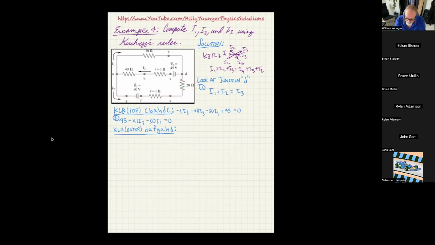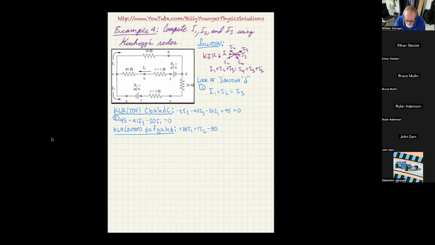So this first 20 ohms is going to be a voltage increase. So I'm going to say plus 20 times I2 plus one times I2. That's for the 1 ohm resistance. Now I'm going from F to G. I have to go from the long leg of the battery to the short leg. So that's a voltage drop, minus 80 volts. Now I go up to A, nothing happens.